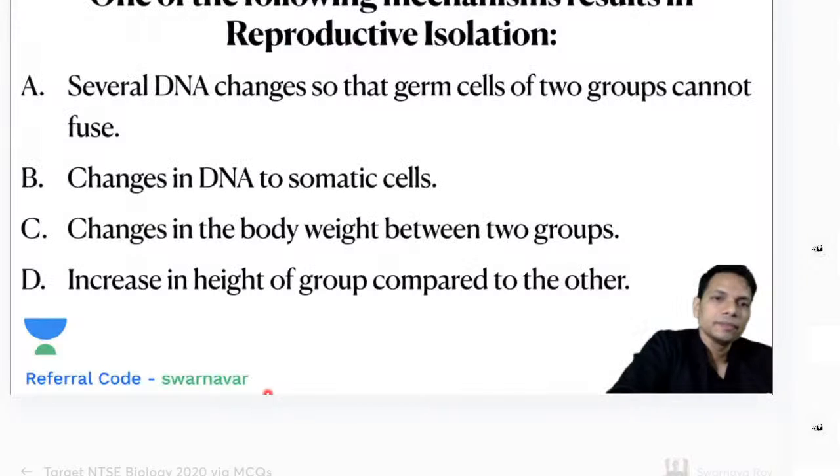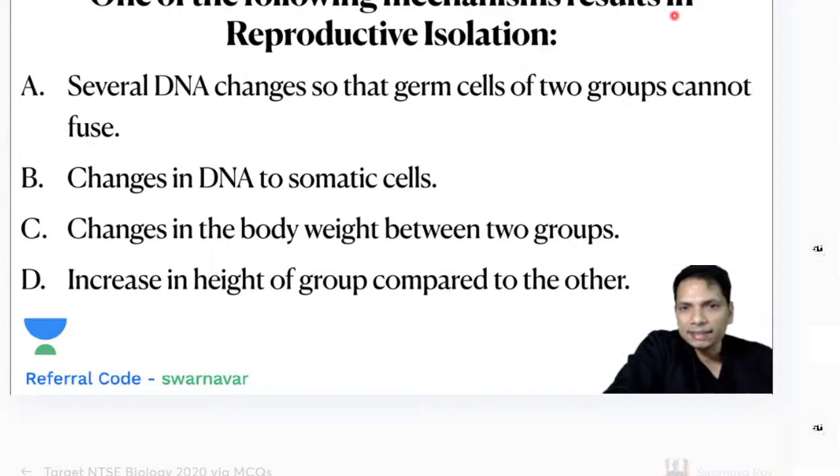All right, next. One of the following mechanisms results in reproductive isolation. So again, this is from evolution. Several DNA changes so that germ cells of two groups cannot fuse. Several DNA changes, changes in DNA to somatic cells, changes in the body weight between two groups, increase in height of the group compared to the other. So among the four, what causes reproductive isolation?